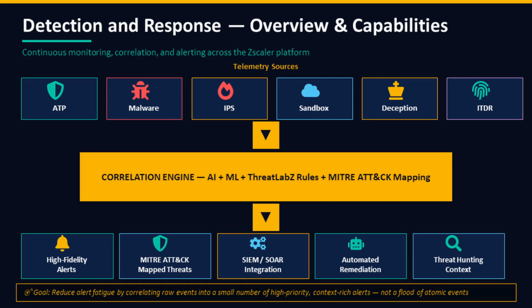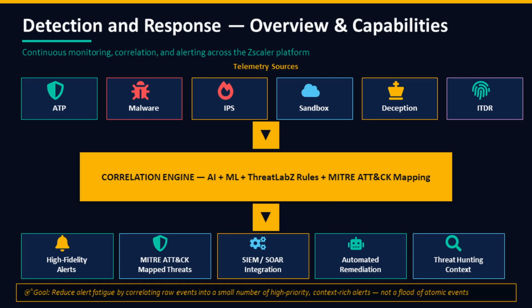Critically, every alert is mapped to MITRE ATT&CK tactics and techniques. That mapping is valuable for two reasons. First, it tells the SOC analyst immediately where in the kill chain the attack is occurring. Are we at initial access, lateral movement, exfiltration? Second, it guides the response. Different stages of the kill chain require different containment actions.